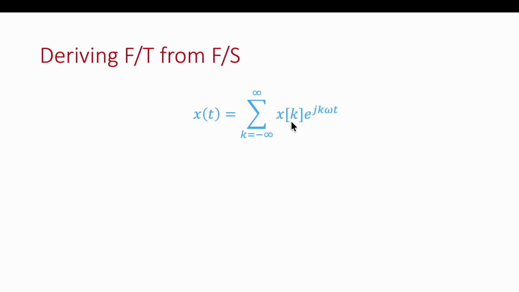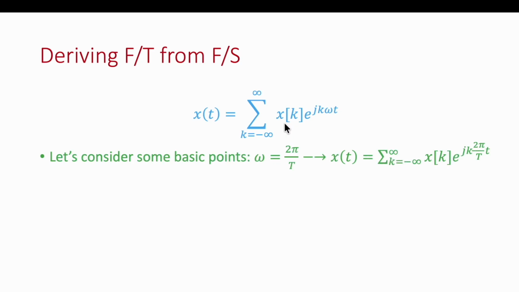We considered the coefficient of approximation in our previous lecture with the symbol f of n, but you can even consider f of k or x of k, so it doesn't make any difference. You are just using a different symbol for the coefficient of approximation. In this case, we consider the coefficient of approximation to be x of k. Let's consider some basic points. We know that the angular frequency omega is equal to 2 pi over T, so you can replace omega in this signal by 2 pi over T.